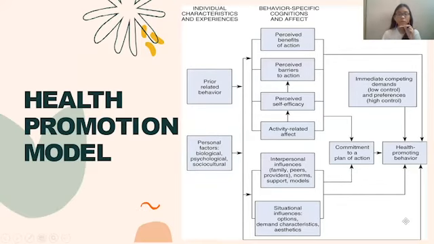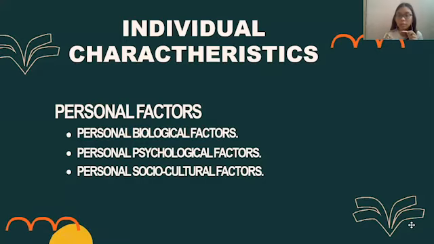So masasabi dito, sinasabi na ang health promotion model has three major components or three areas. These are the individual characteristics and experiences, the behavior-specific cognitions and affect, and lastly, the behavioral outcome. So this is one of the three major components or three areas of the health promotion model.